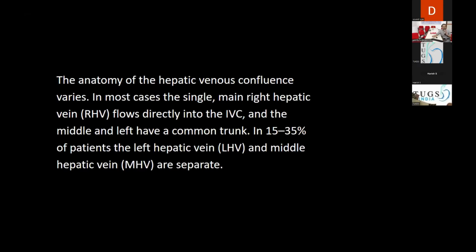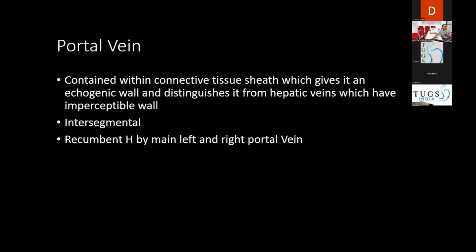Like if you want to take a segment of the liver with its outflow, you have to have a sound knowledge about the inflow as well as the outflow. As I mentioned before, the portal vein is contained within a connective tissue sheath, the Glissonian sheath, which gives it an echogenic wall on ultrasound and distinguishes it from the hepatic veins.